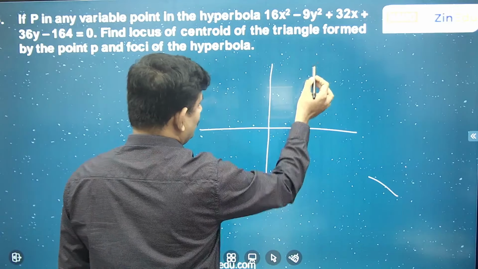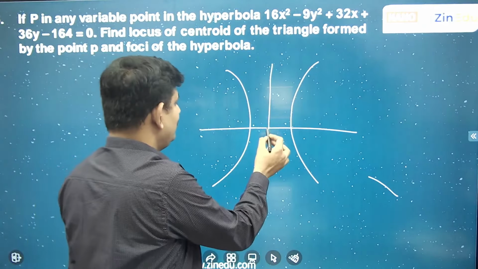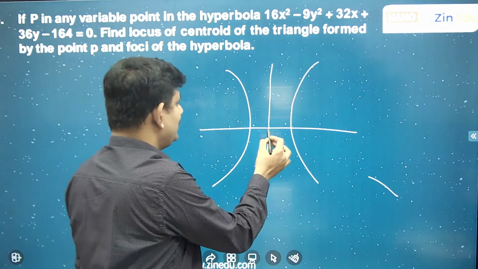You are given a hyperbola. I am not calling them axes. If at all I need, let me find the center. P is any point. You want the centroid of the triangle with foci, right? Okay, S dash. Now in a general hyperbola, this is (ae, 0), this is (-ae, 0), this is some (x', y') or (x, y).